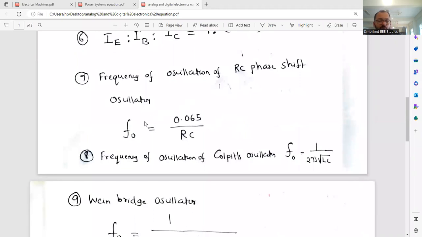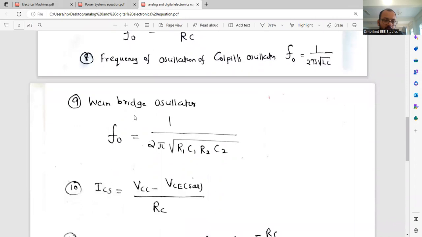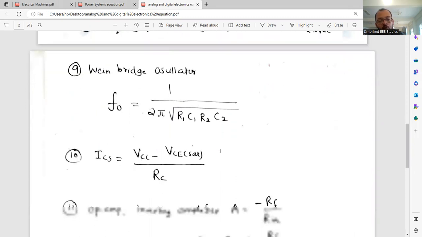For RC phase shift oscillator, you can use the formula: frequency is equal to 0.065 divided by RC. For Colpitts oscillator, the frequency can be written as 1 by 2 pi into square root of LC. If I talk about the Wien bridge oscillator, you can write the frequency is equal to 1 by 2 pi into square root of R1 C1 R2 C2. Like that, you can remember the formula.